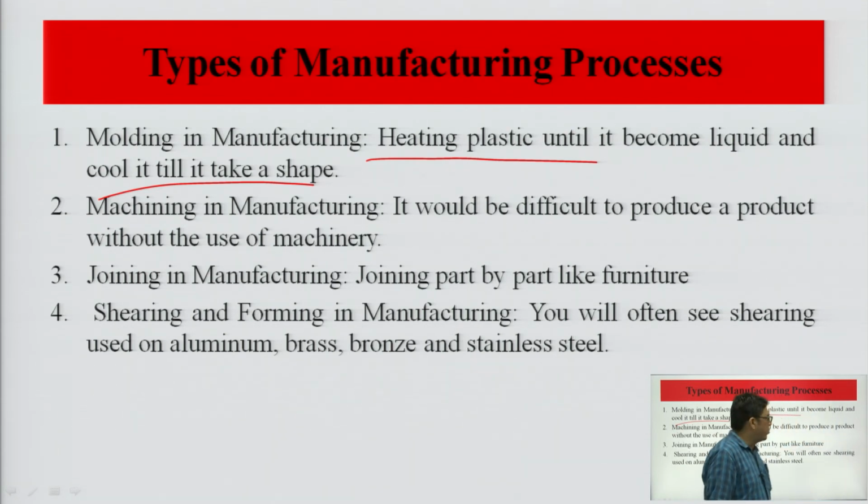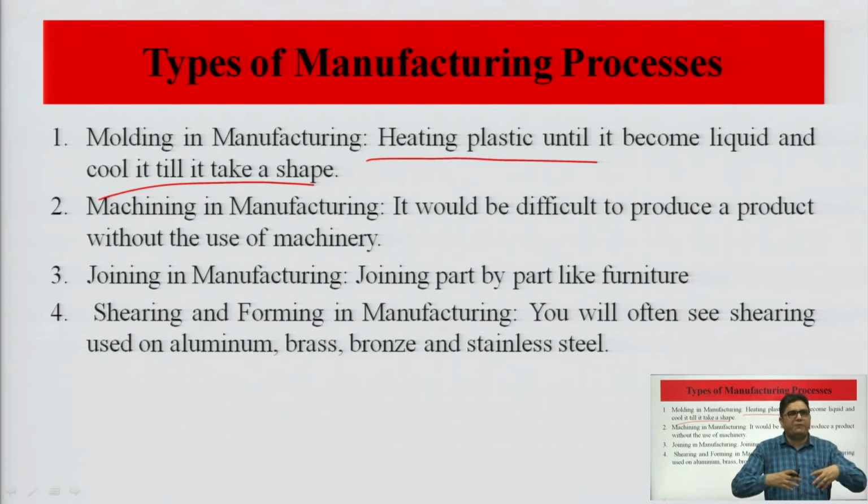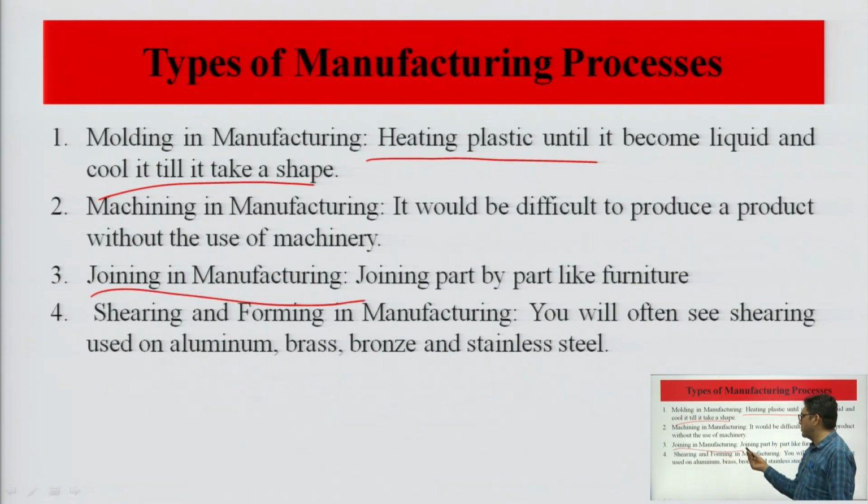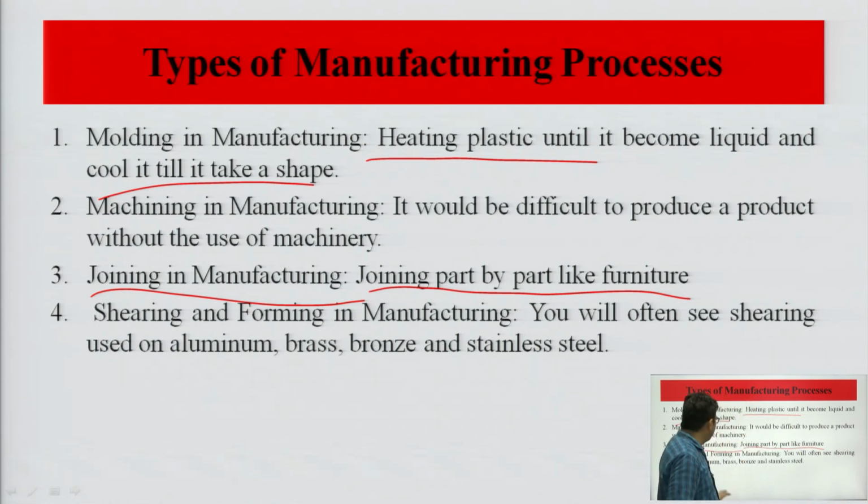Next, it is about joining, joining part by part. For example, if I take a product, a product is made of multiple components or parts. Once we join them either by welding or by bolting, it is called joining in manufacturing. So, either by bolt or by joint we can do it.